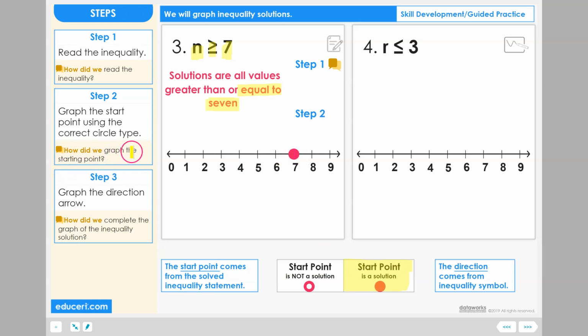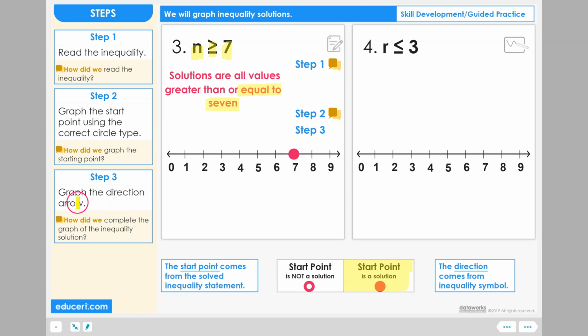How did we graph the starting point? We graphed the starting point using a closed circle at 7. We got 7 from the solved inequality statement, and we got the closed circle because we know that the value 7 is included as a solution.